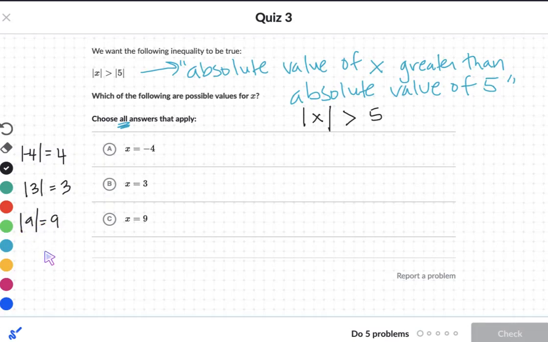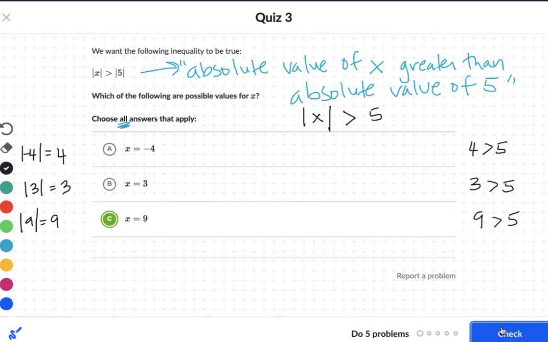Well, it's 9. Okay, so we want to know, is 4 greater than 5 after you put in the absolute value bar? Is 3 greater than 5? Or is 9 greater than 5? So you are left with C as your only answer.